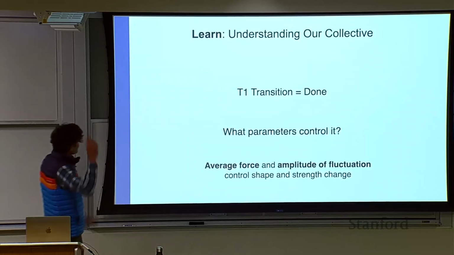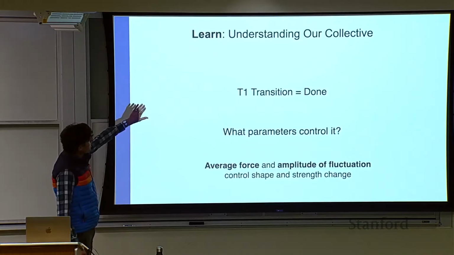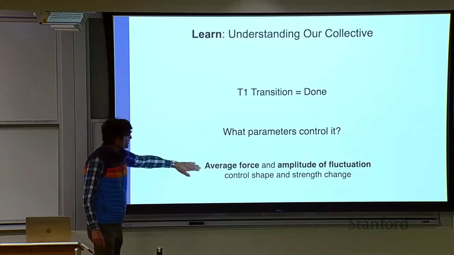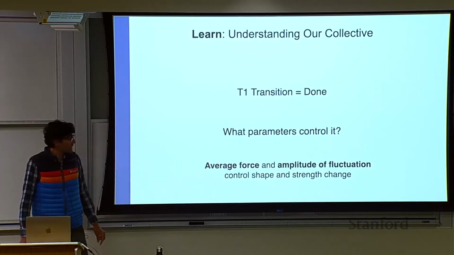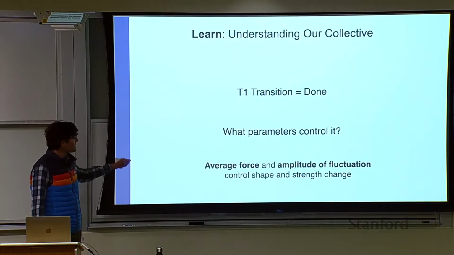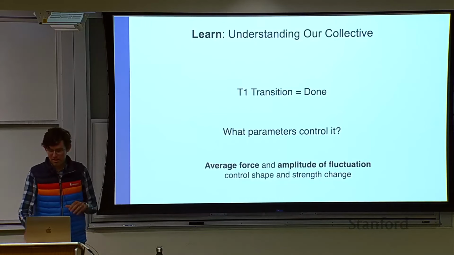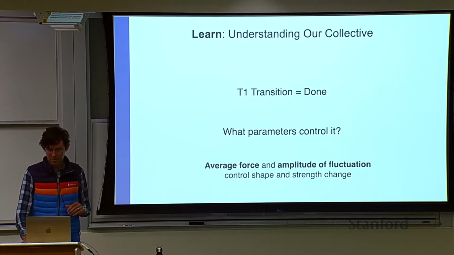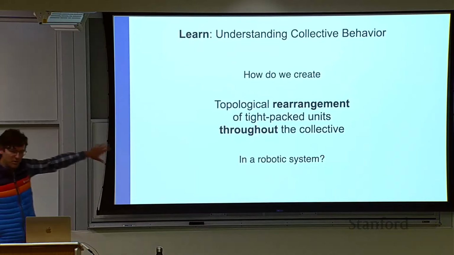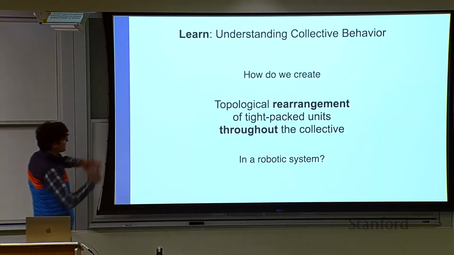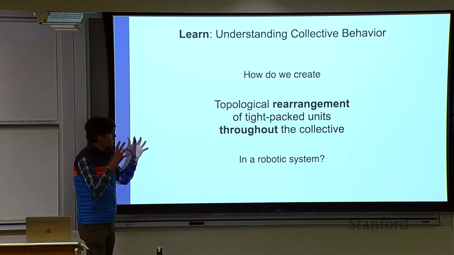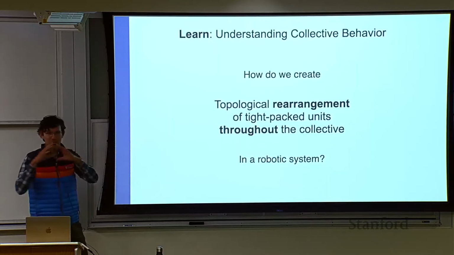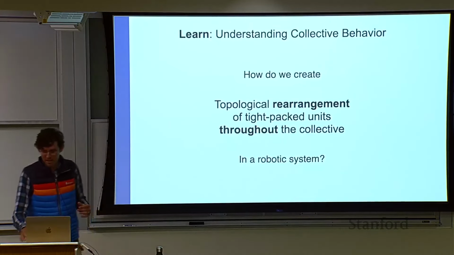Perfect. So just to summarize that part: we looked at the parameters, we looked at the average force, we looked at the amplitude of fluctuation, we looked at the control, and basically we found that it's a very nice knob for controlling shape and strength in these 3 and 4 unit systems. But this was our original question, right? We wanted to do things throughout the collective, and we were claiming that people aren't doing things in the center of a collective, and if I only have 3 or 4 units, neither am I.